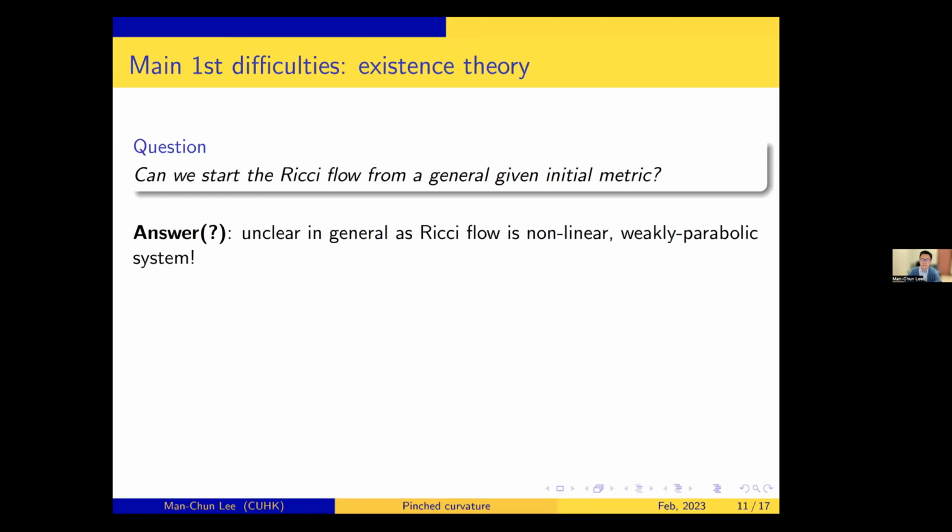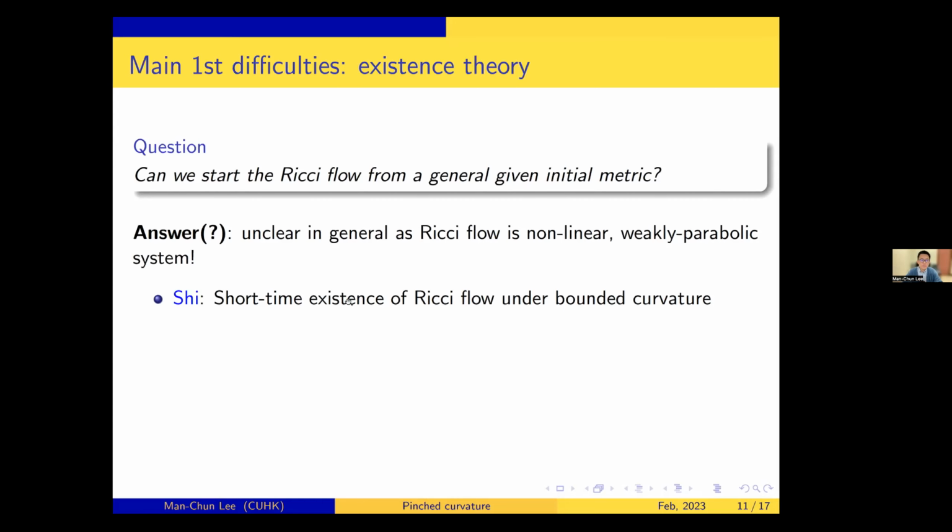Mainly because Ricci flow is nonlinear, a weakly parabolic system, and in fact it's quasi-linear. The parabolicity depends on the solution itself, so that's why the problem is difficult. And this is not clear even now, but there are some known solutions.